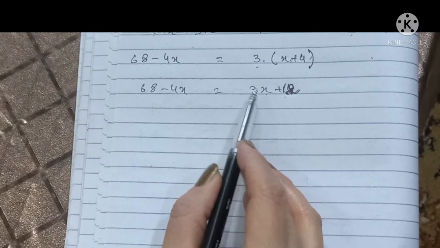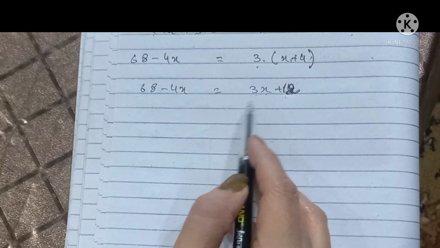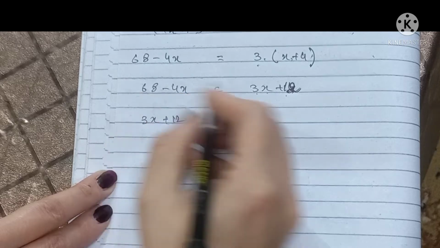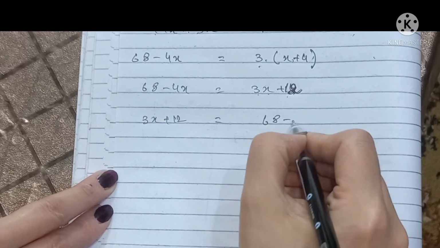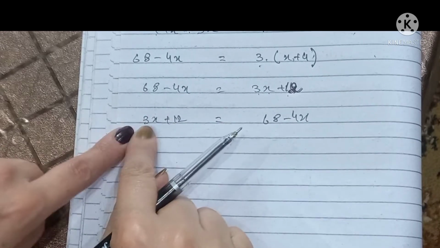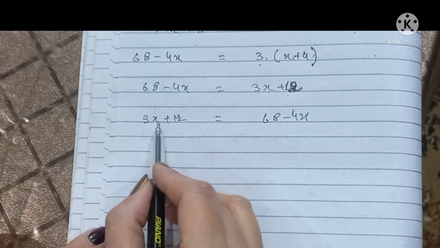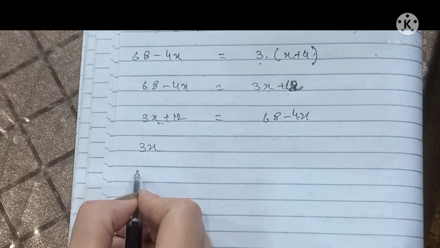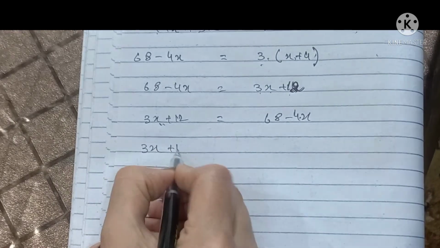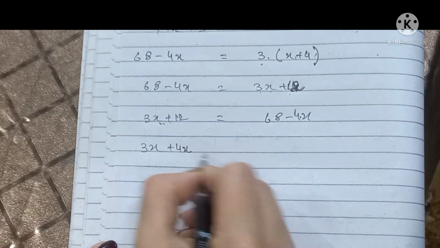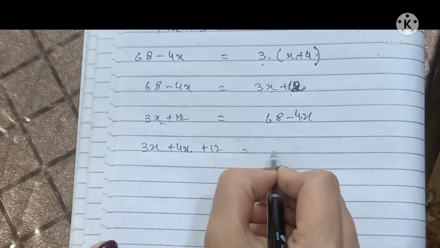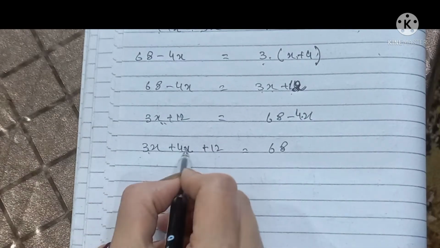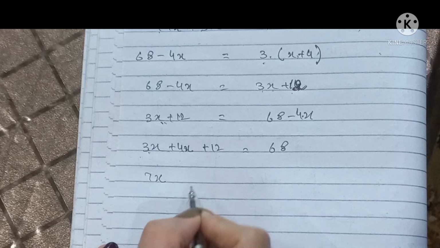So 3x plus 3 4s are 12. Let's arrange this question. We take 3x and 12 here is equal to 68 minus 4x. We are going to find the value of x. So this is 3x. We'll take this minus 4x to this side. It will be written like 4x plus 12 is equal to 68 here. When we do the calculation, it will be 7x.